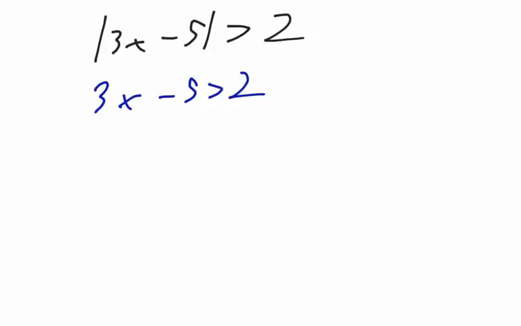One where we leave it alone, one where we change the sign and make it less than -2, because if you're less than -2 and you take the absolute value, it's going to be higher than 2.